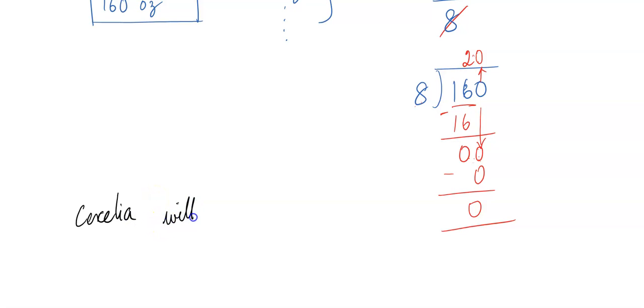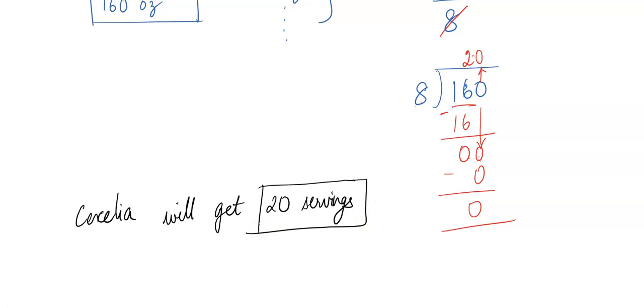So Cecilia will get 20 servings, or you can say 20 8-ounce servings from the big oatmeal box. All right. So as I mentioned, try to do a storyboard like I did.